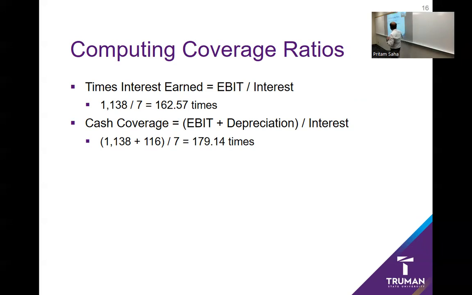And this is giving us a value. In terms of cash coverage, the interpretation is you have 170 times of operating profit from your corporation to pay interest. Questions? Good so far? Okay.